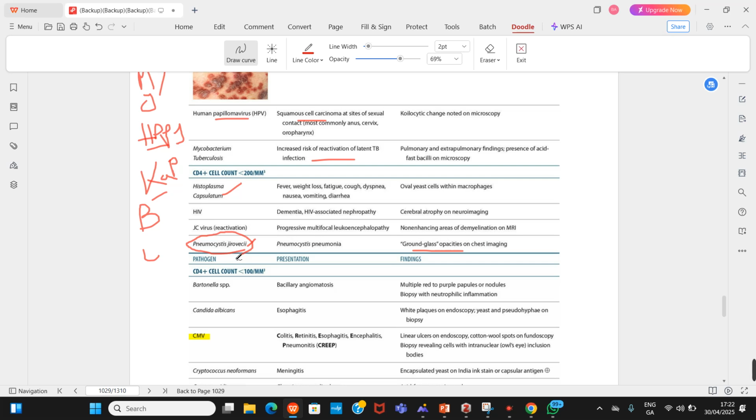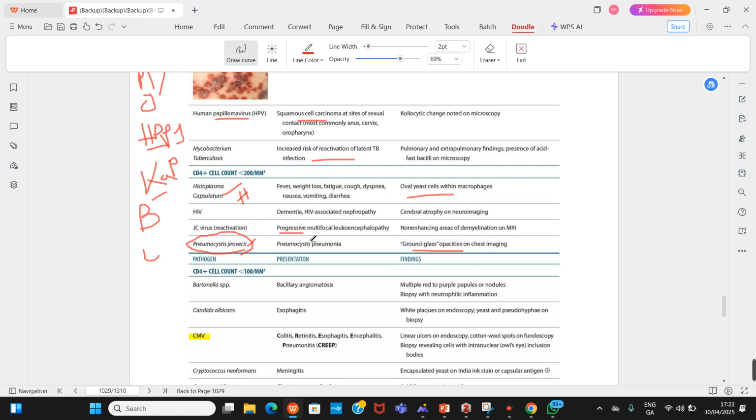So the second one for the lung is Histoplasma capsulatum. We already know the symptoms of histoplasma. Horse. Don't forget the horse. Whenever you see anything related to the horse, and you see the yeast in the macrophage, just go and treat histoplasma. Then the brain. Number one is JC virus.